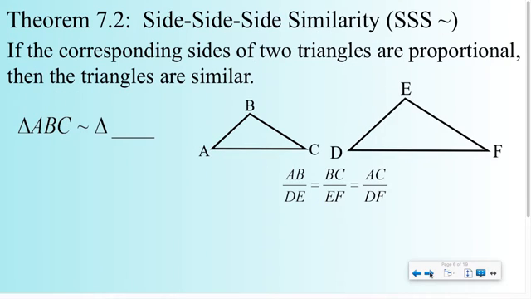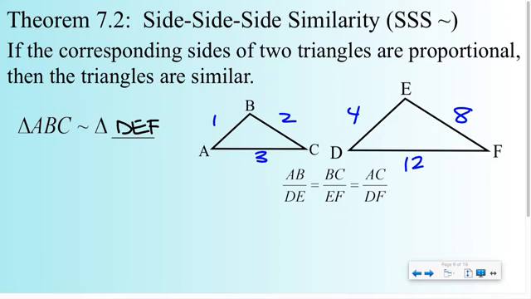And then our last one, side-side-side. If all these sides are in the same ratio, 1 to 4, right? 2 over 8, is that 1 to 4? 3 over 12, is that 1 to 4? So they're all in that ratio 1 to 4. Then these triangles are similar by side-side-side. So my similarity statement, ABC to DEF then.